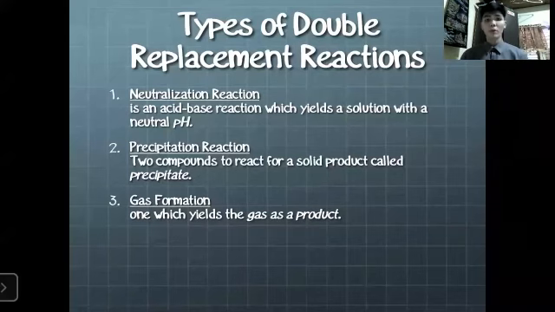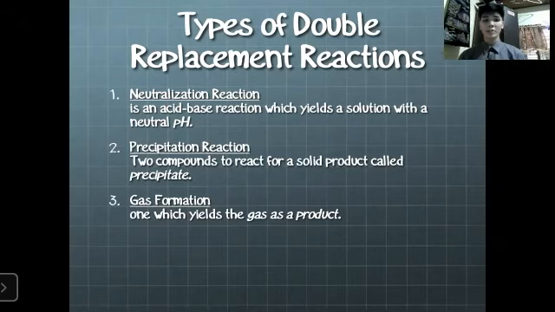We have the types of double replacement reactions. Number 1, neutralization reaction. It is an acid-base reaction which yields a solution with a neutral pH. So what is pH? pH is the potential of hydrogen, a scale used to measure the acidity or the basicity of an aqueous solution.